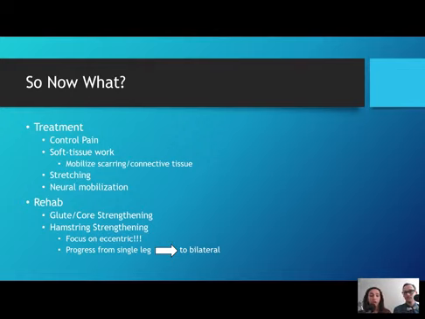And then also stretching. There's a lot of different ways that you can stretch. Remembering that hamstrings are a 2-joint muscle, so you want to make sure that you are stretching both at the knee and at the hip. And then also neural mobilization.